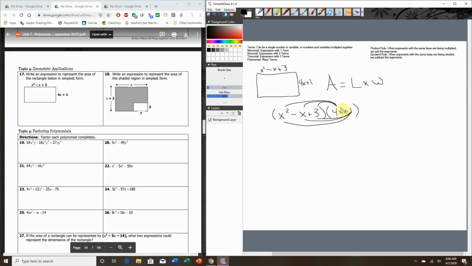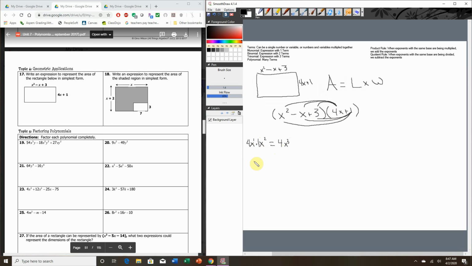Okay, so we're first going to do our 4x. So we're going to do 4x times x squared. And then we know this has a coefficient of 1, so if we do 4 times 1, which would be 4. Then looking at our product rule, it says when exponents with the same base, in this case x's, are being multiplied, we add the exponents. So this x doesn't have an exponent explicitly, but we're going to put a 1 to keep it the same. So we know 1 plus 2 is going to give us 3. So this becomes x cubed.